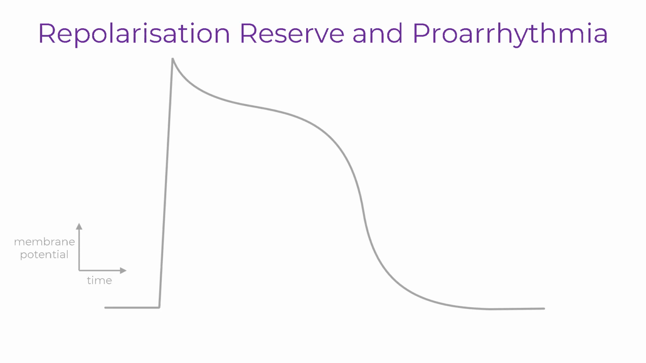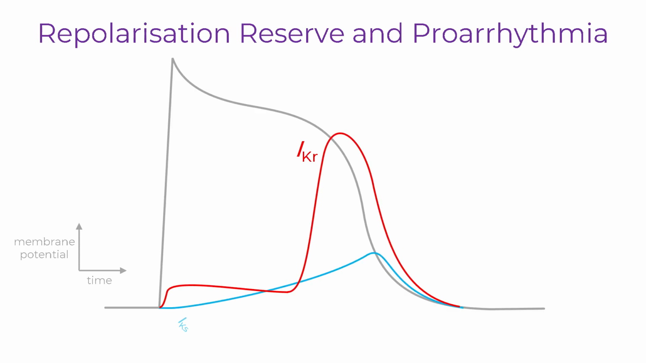Repolarization of the ventricular action potential is not the responsibility of a single potassium current. Instead, it emerges from the combined activity of several potassium currents, primarily IKr, IKs, and IK1, each contributing at different voltages and at different times during the action potential. Together, these currents ensure that repolarization is normally reliable and stable.